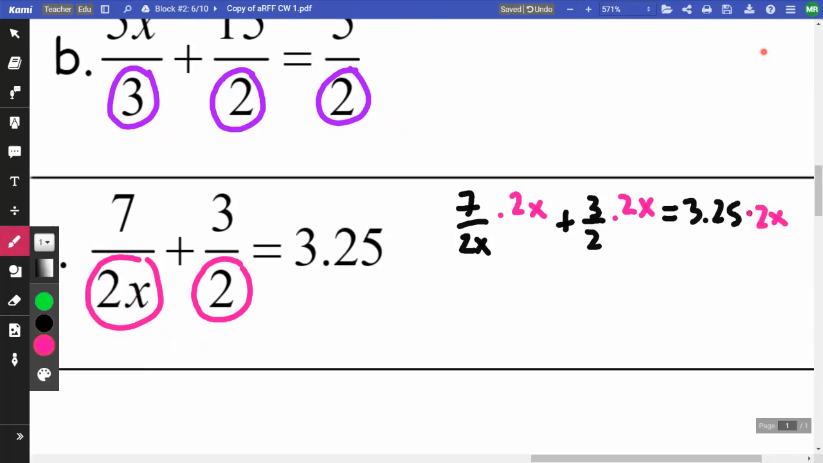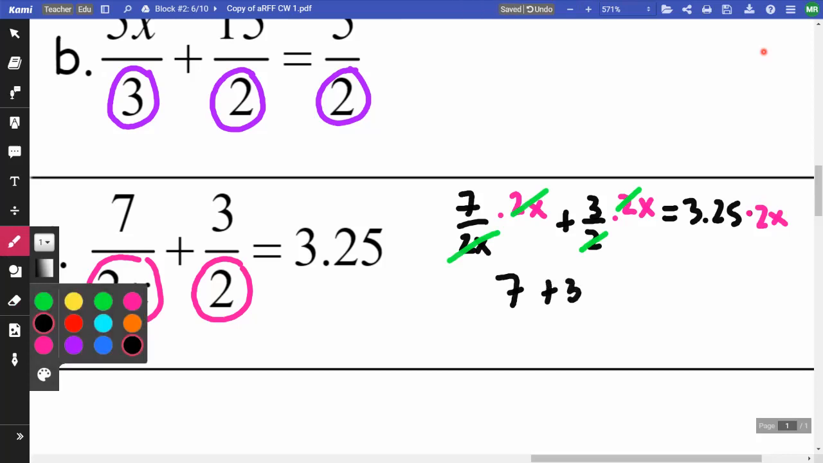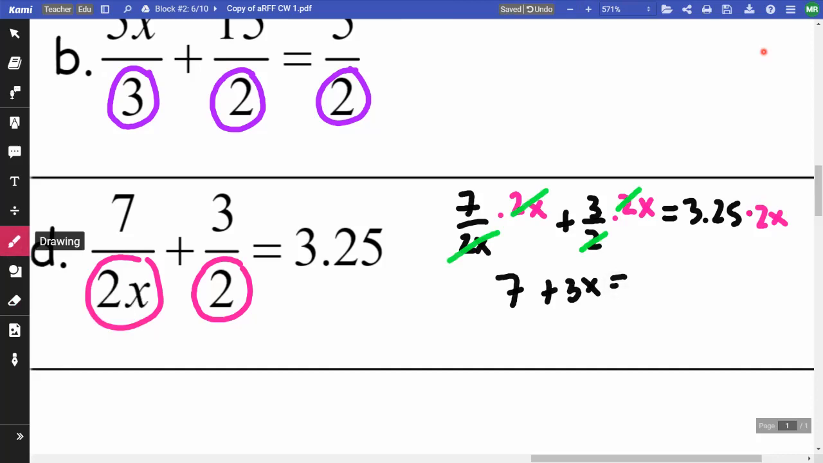Okay, so this 2x and 2x cancel, and I'm going to be left with 7. And this 2 and 2 cancel, so I have 3 times x, which is 3x. And then on the other side, nothing's going to cancel. And if I double 3.25, I'm going to get 6.5x.